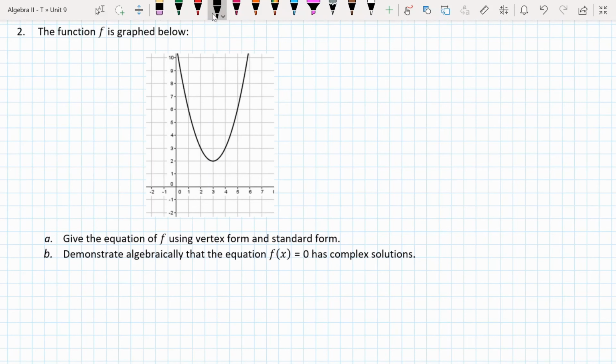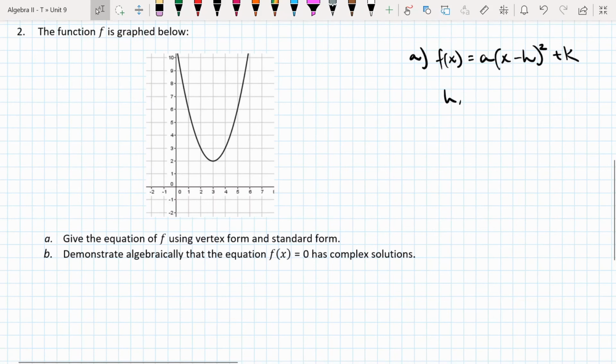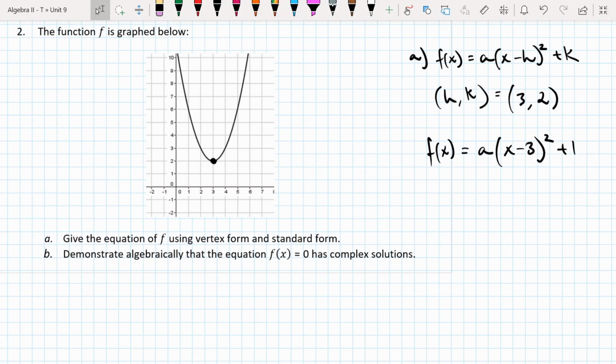Remember, because this graph does not cross the x-axis, the solutions for it will be complex, so we have to prove that algebraically. The general form of the vertex form of a quadratic function is written here. We know that the vertex of the quadratic function is h comma k, and so the vertex in this problem is 3 comma 2. And so what we can do here is plug in 3 for h and 2 for k into this function.